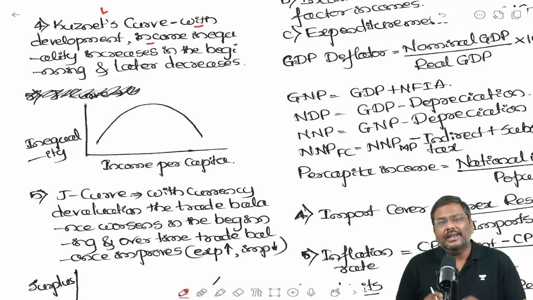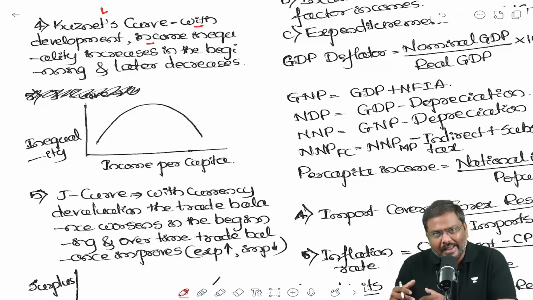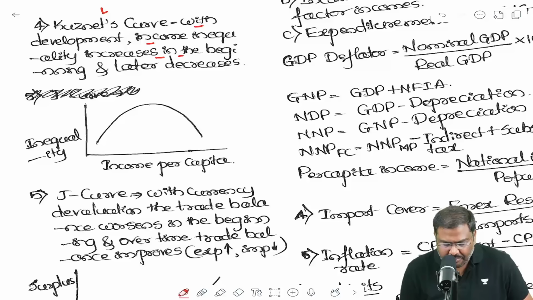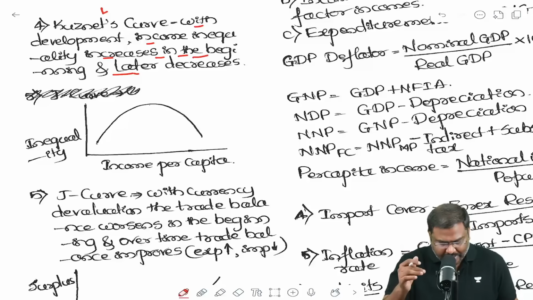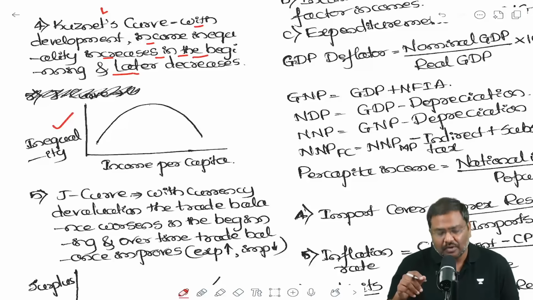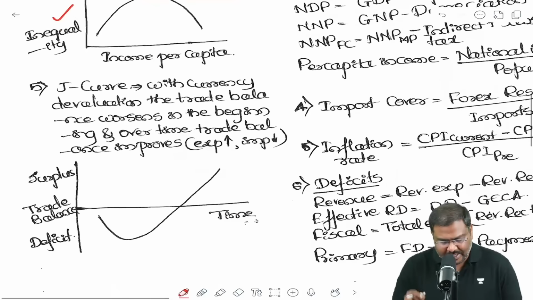Next one is the Kuznets curve. With the development, the income inequality initially will increase, but over a period of time, the income inequality will keep on decreasing. This is the representation of the Kuznets curve, that is, the inverted U curve.